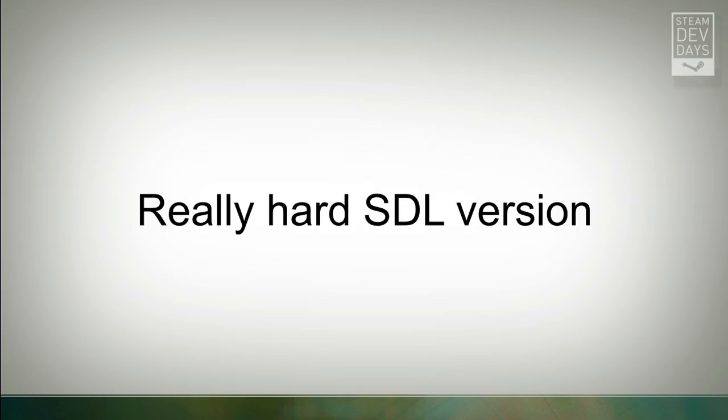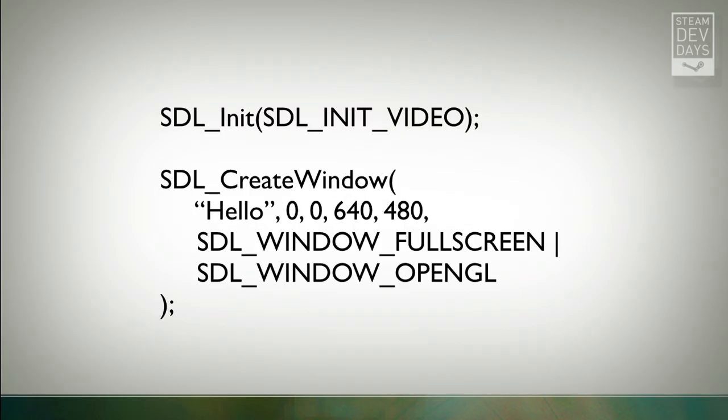Here's the really hard SDL version. You ready for this? There you go. That gets a window on the screen, and you are ready to start drawing 3D content. Period. Point blank. Done. As you can see, there's a flag if you want a full screen window that takes over the whole desktop, and you can just do a window if you prefer. That's a 640 by 480 window. Done. Oh, the little title bar that says hello.